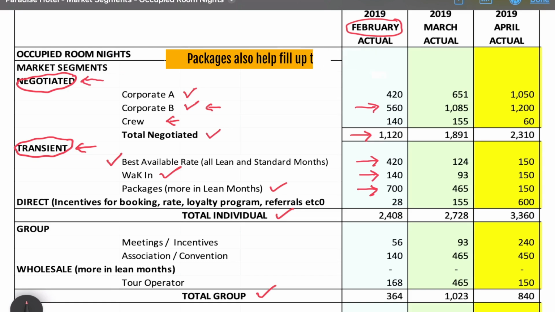The last of the individual market segments are the direct market segment. These are mainly incentives for booking, rate, loyalty programs, and lots of times these are referrals made. The total of all the individual market segments that we just saw and the categories therein total up to 2,408 room nights. We will see how much the contribution is to the total room nights achieved.